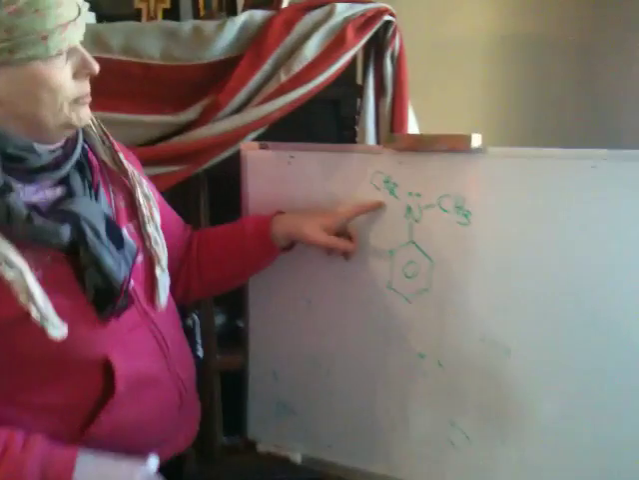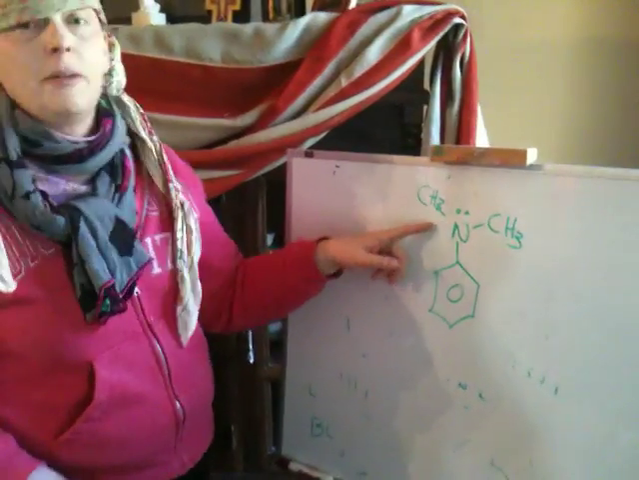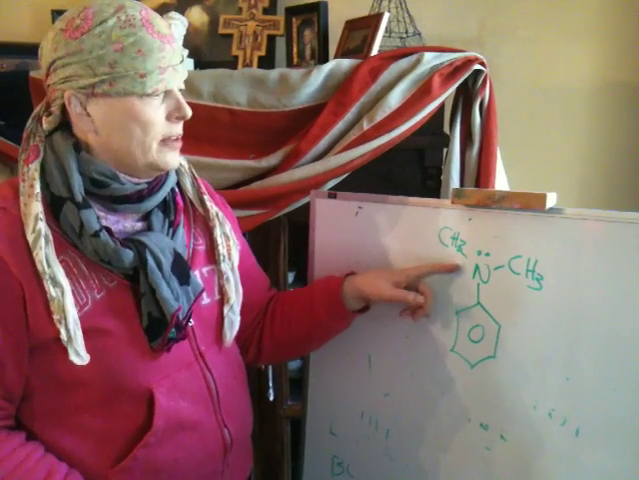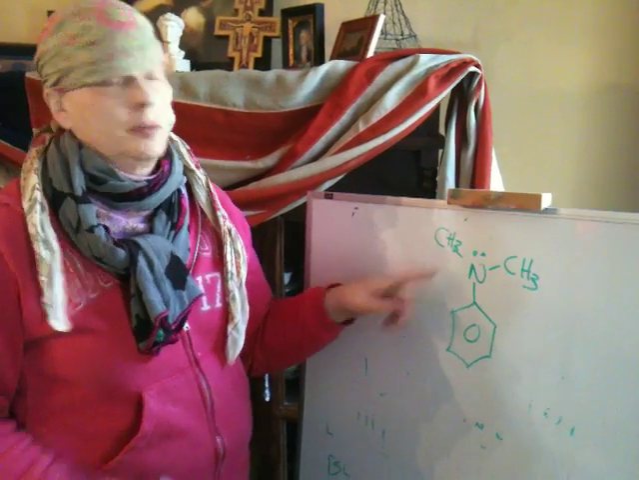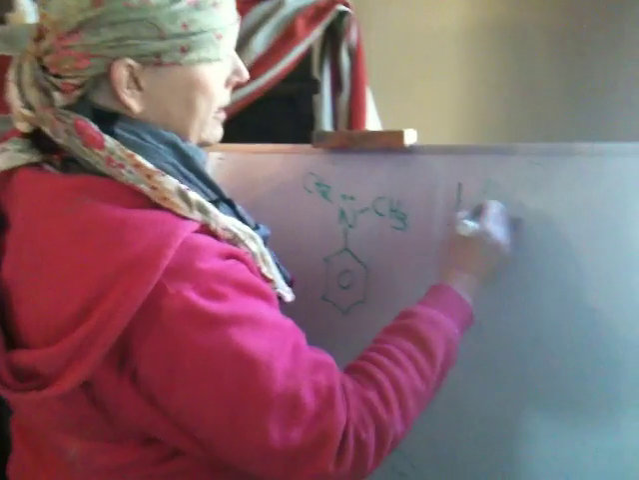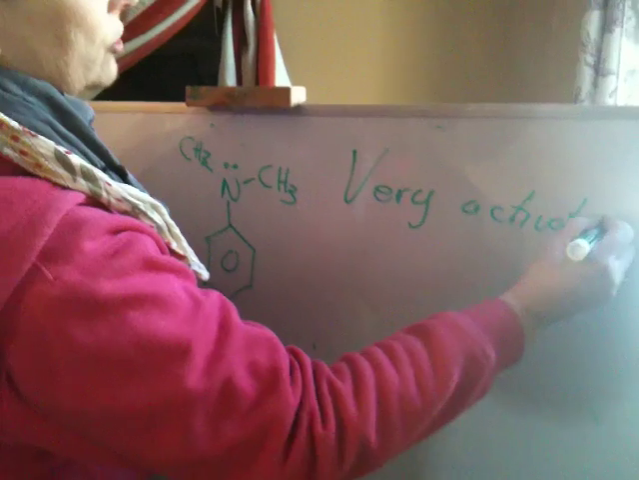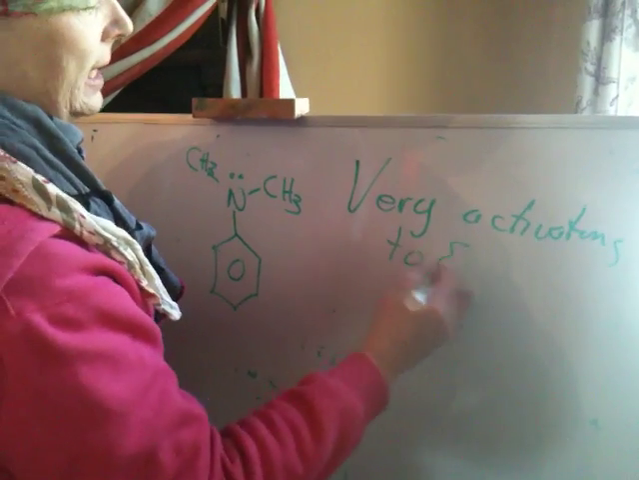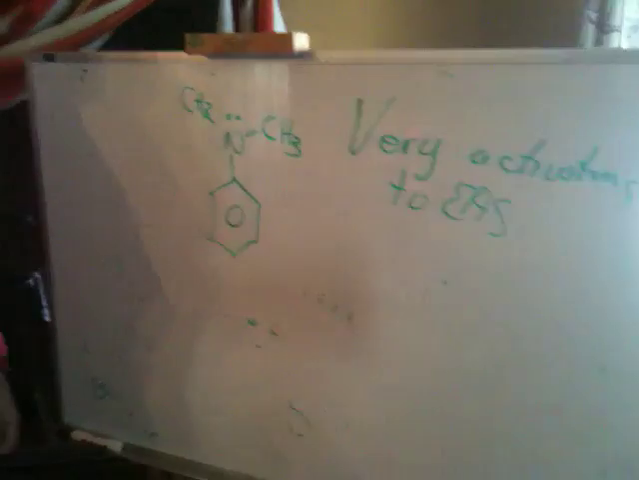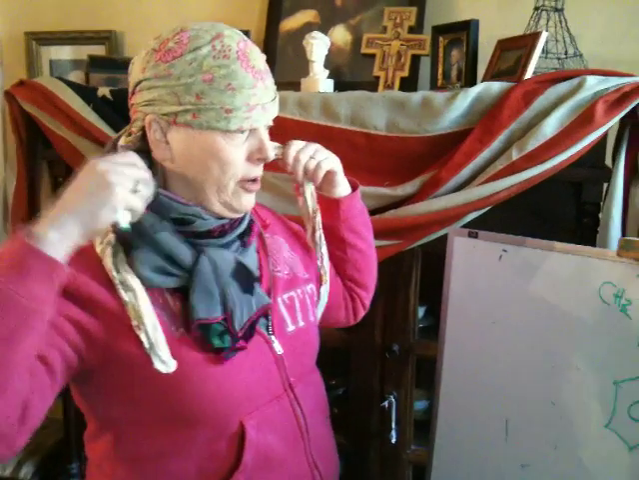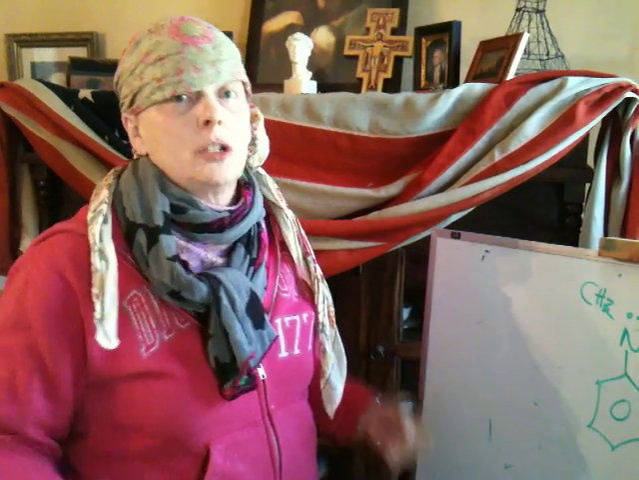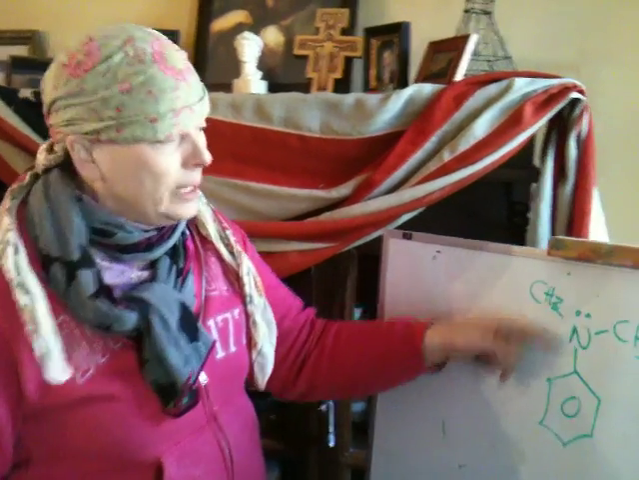Okay. There's a couple things you should know about this. First of all, this is one of the most activating groups, okay? Very activating to EAS, okay? Why? Because it has those electron donating groups. And if you look on the list of groups, the ones with the lone pairs are the most activating. O and N, they're fantastic. And they really activate the ring.